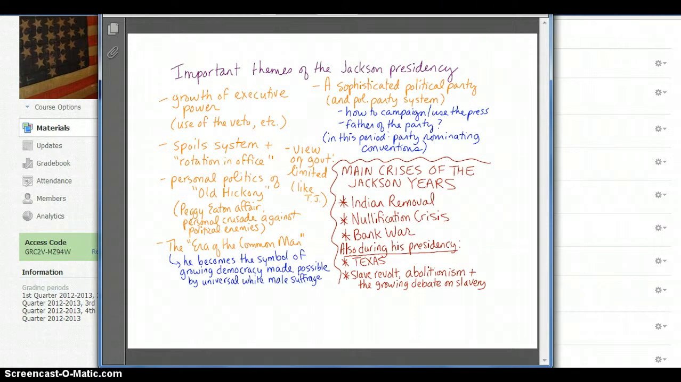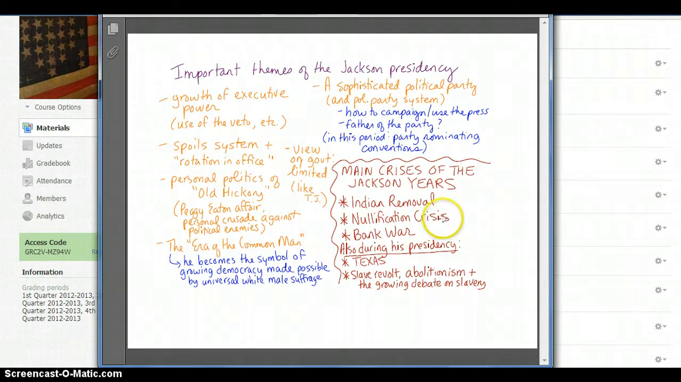So to look at the Jackson era a little bit better, I've pulled up these board notes that are in the Unit 4 folder. So these are the important themes of the Jackson presidency to review, and if you're looking at the midterm review guide, many of them are included here. The main crises of the Jackson years: Indian removal, which of course Jackson believed was supportive of the common man because it was common white men who were moving into the South to grow cotton.